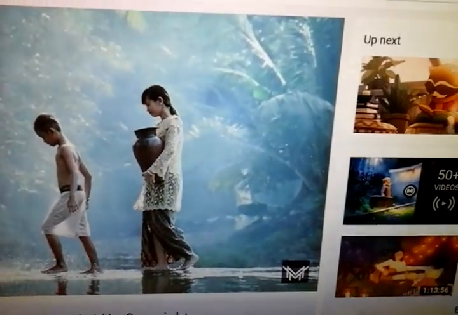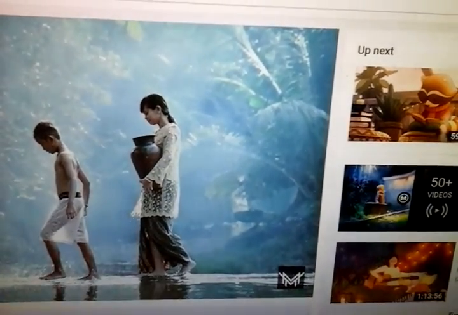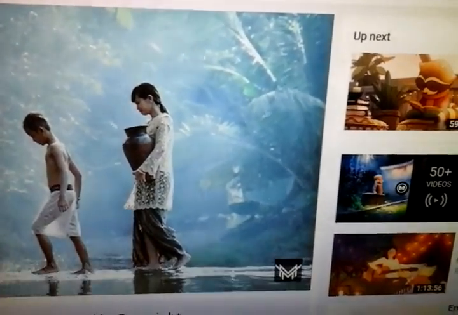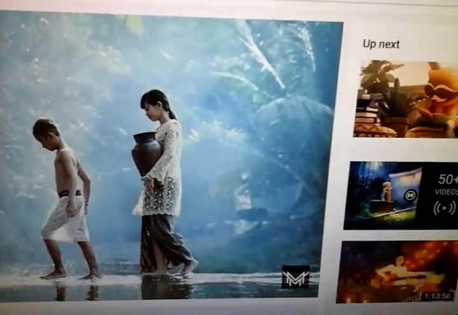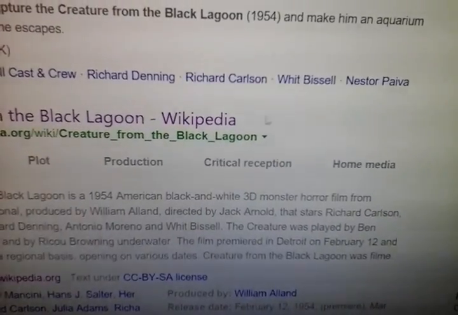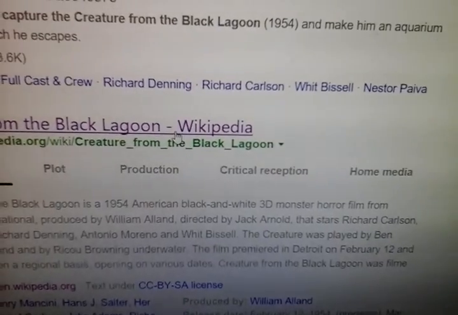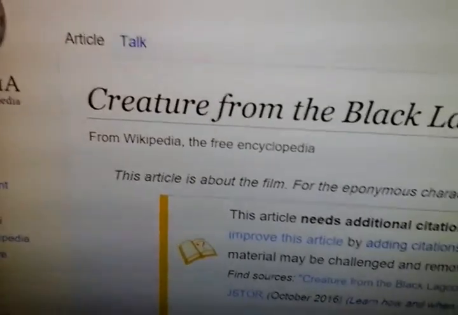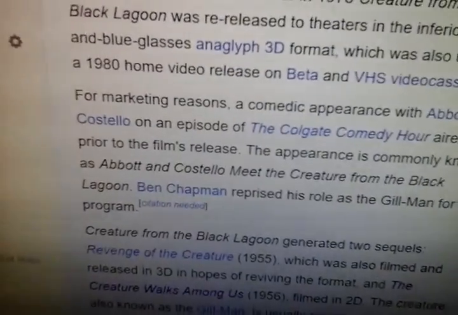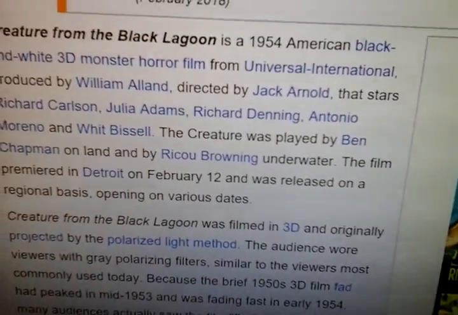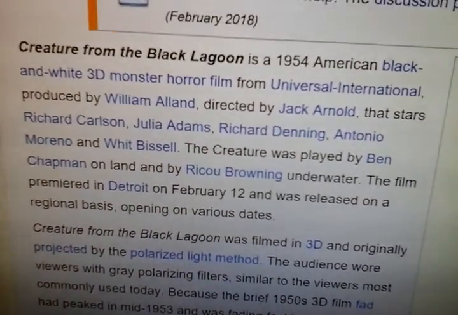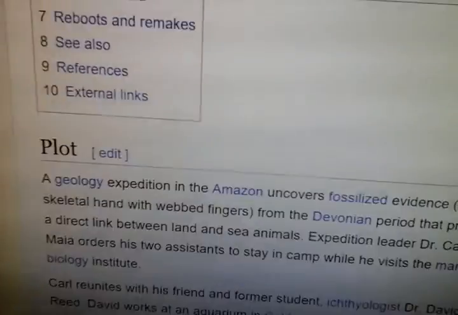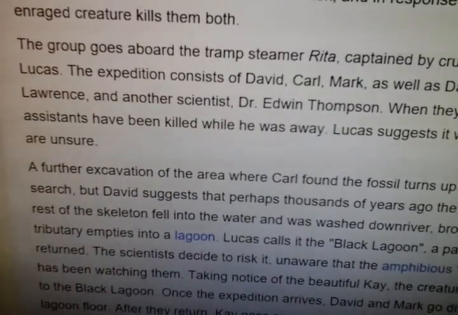Okay, let's close out some of these windows. Creature from the Black Lagoon, right? They're giving you the synopsis, the blueprint. They had to have gotten this information from somebody, because they didn't think of that on their own. They got it from somebody. This is where your movie Shape of Water comes from. The Dogon people.